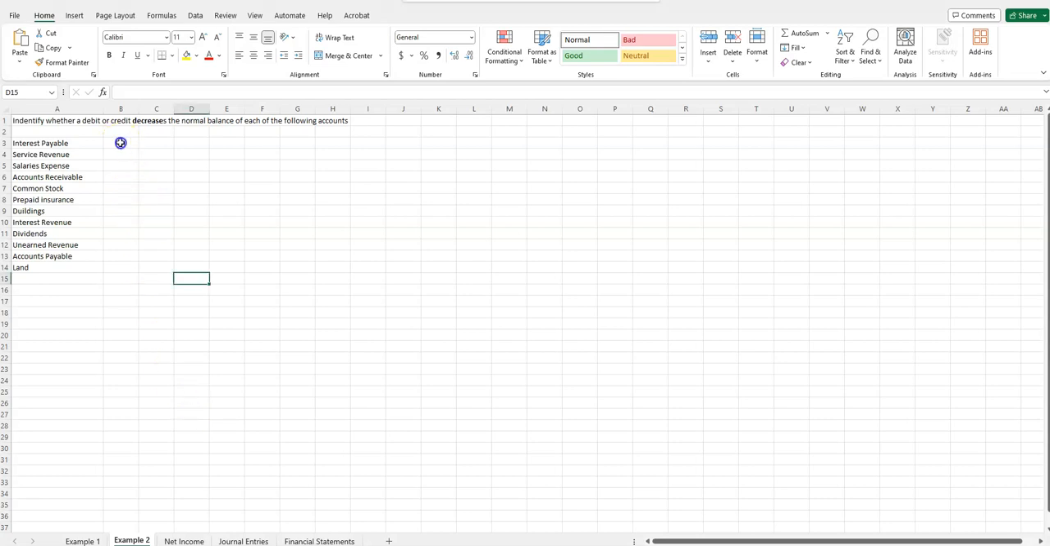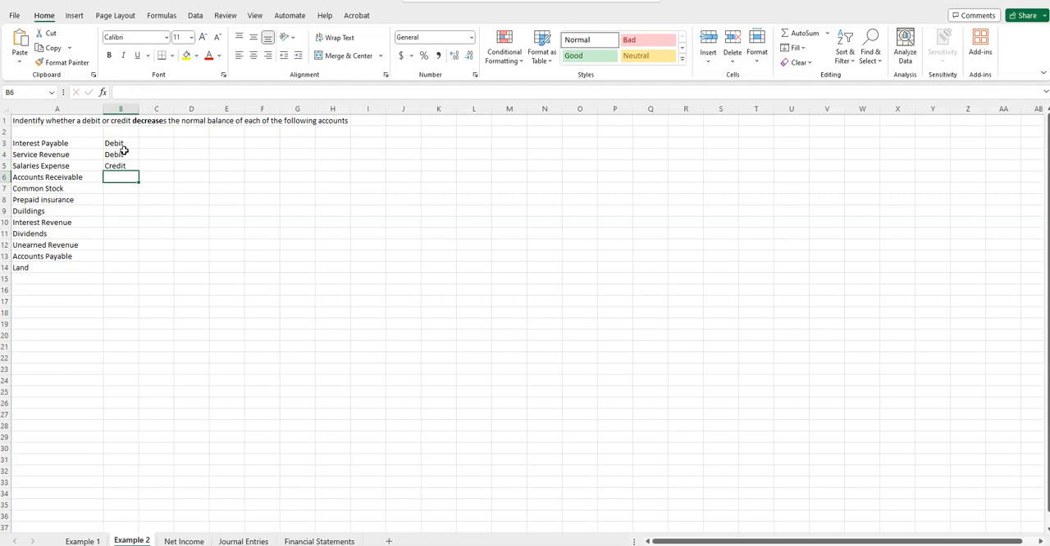So we have interest payable. Interest payable is a liability. Liabilities have a normal credit balance. If we have a normal credit balance, then what decreases the account is a debit. So we're going to decrease interest payable with a debit. Service revenue. Revenue is one of the equity accounts. Revenues have a normal credit balance. If we have a normal credit balance, then we decrease with a debit. Salaries expense. So expenses, as we've talked about before, have a normal debit balance. If we have a normal debit balance, then the decrease is with a credit.